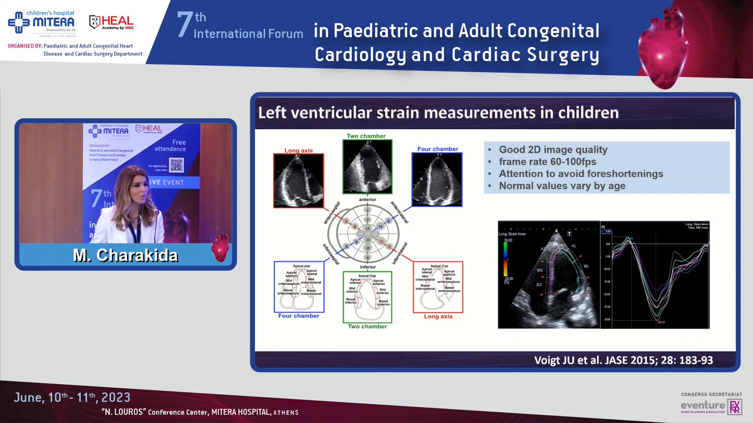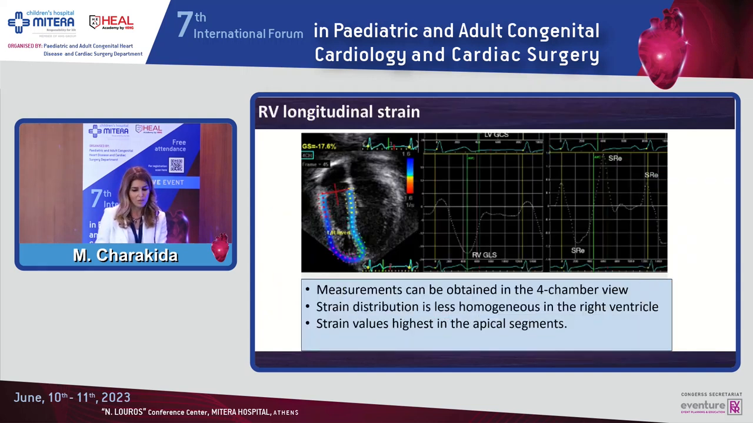We need to have good 2D image quality, which is often easier in children compared to adults. The frame rate usually needs to be between 60 to 100 frames per second, and we need to be careful to avoid foreshortening because the measurements will not be accurate.